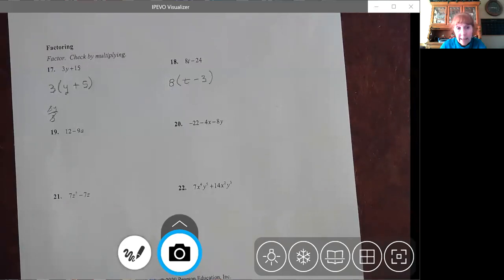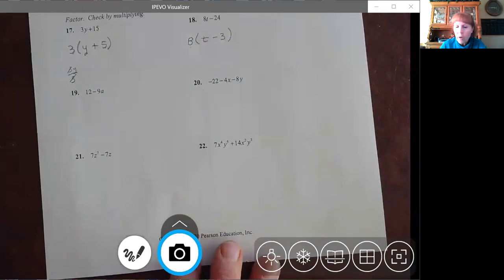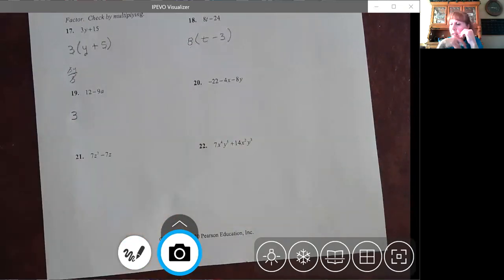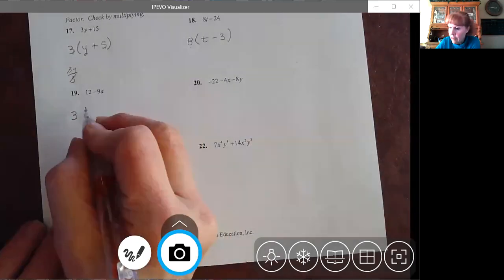Perfect. Let's look at 19. What goes into 12 and 9? Well, hopefully it's not 9 because 9 does not go into 12, but 3. 3 goes into 12 and 3 goes into 9. So our greatest coefficient is a 3. What about a variable? Well, the 12 doesn't have a variable. So it has to be in common before you can take out a variable. So we can't have a variable out front.